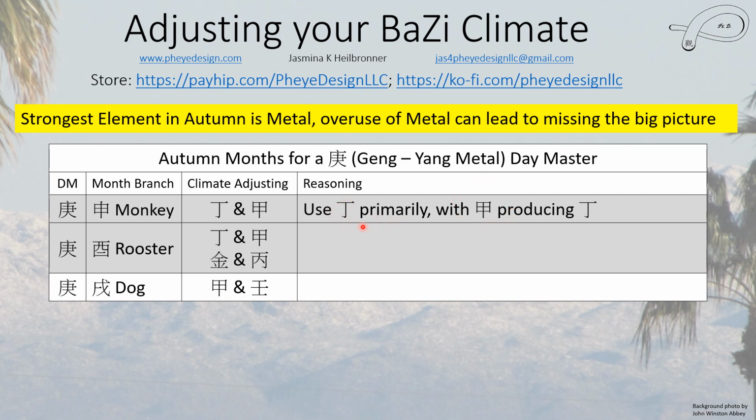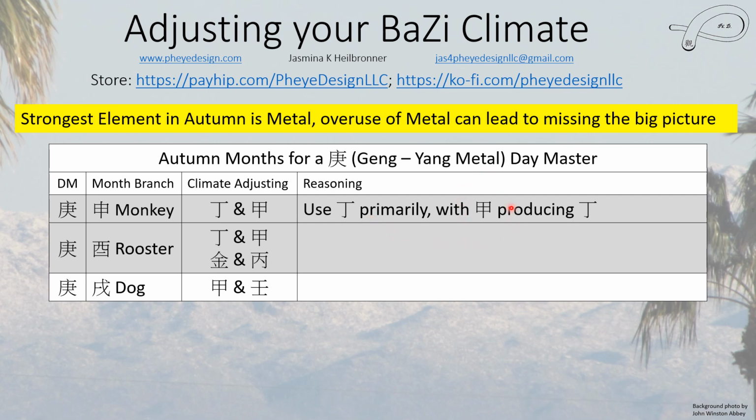So ding is fire. Now metal does need fire to shape it. A piece of ore, which is a metal with a bunch of other stuff, has to be smelted before it can become purer, pure enough to actually use.